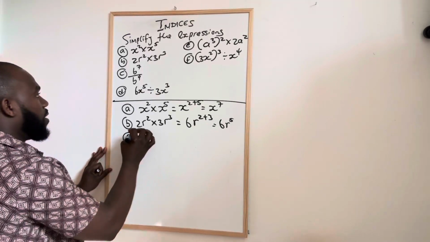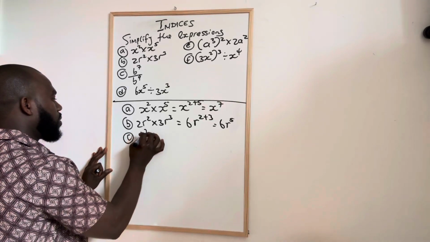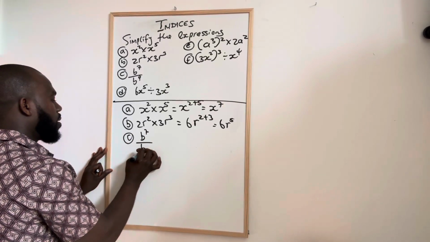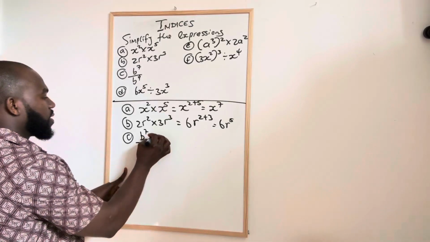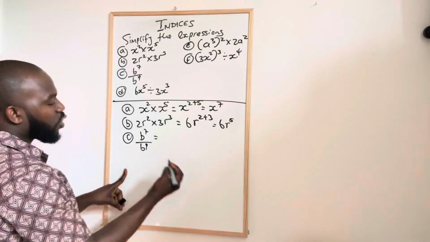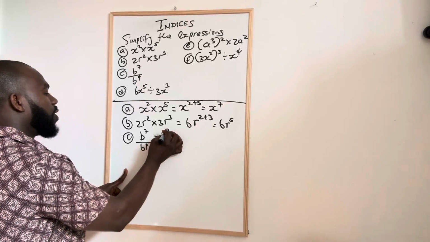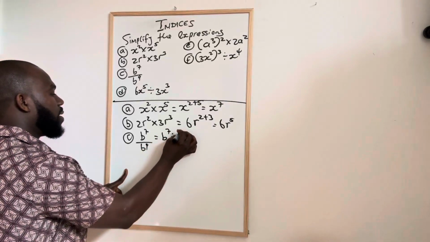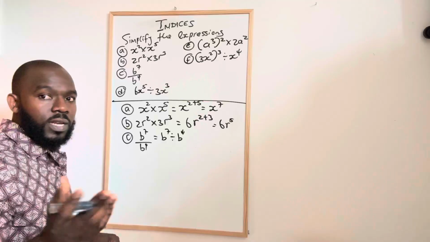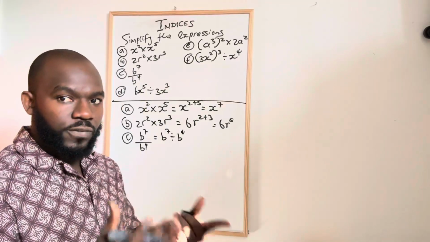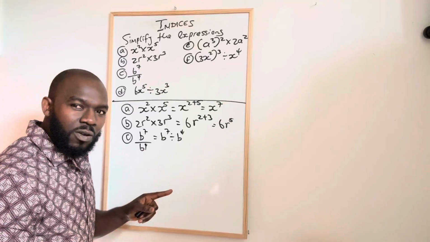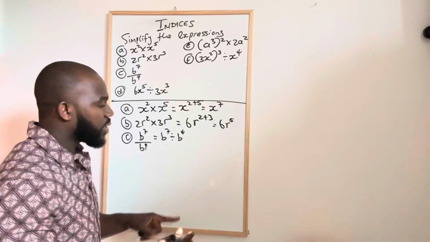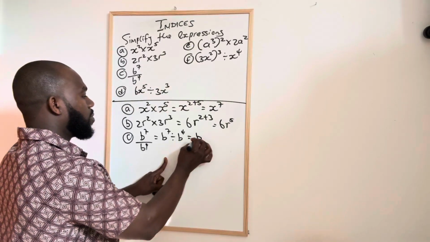We've got b raised to the power of 7 all over b raised to the power of 4. All right. Now, of course, b raised to the power of 7 all over b raised to the power of 4 can also be written as b raised to the power of 7 divided by b raised to the power of 4. Now, this brings us to the number 2 law, which says division law. When the bases are the same, pick one of the bases. So here becomes b. Okay?